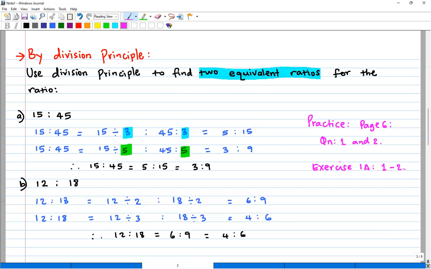So we will stop here, and when we meet next time, we are going to see how do we tell that these two ratios are equivalent. How can we know that the ratios are equivalent? Here we have been finding equivalent ratios using division principle and multiplication principle. Now, next lesson, we will see how can we know that these two ratios are equivalent.